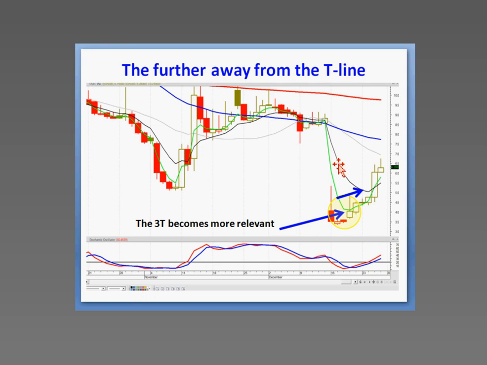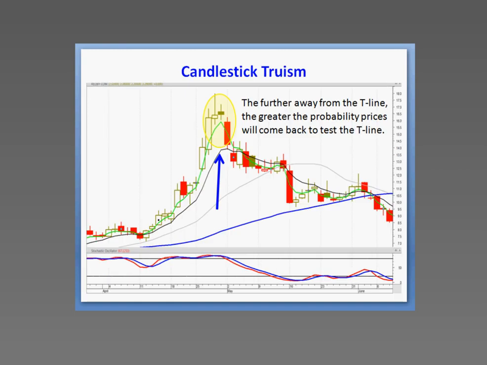So anytime I see something move that far away from the T-line and the 3T line, I can be buying on the next set of buy signals. That's where the 3T line becomes more relevant. And then I'll watch to see what happens once it gets back to the T line. So the T line is just a very good confirmation of what's going on in investor sentiment.